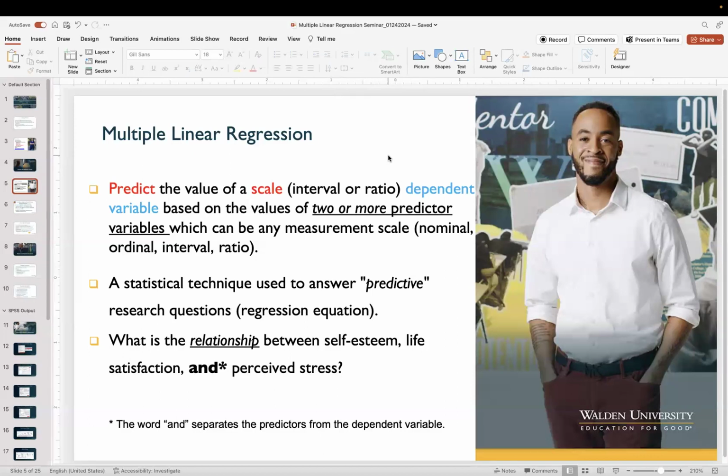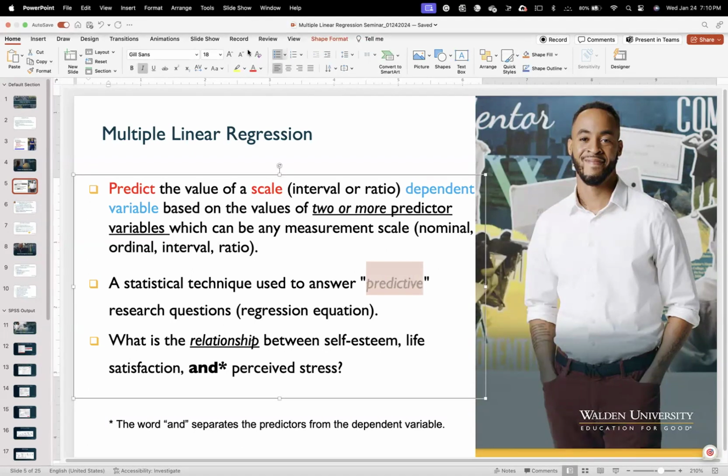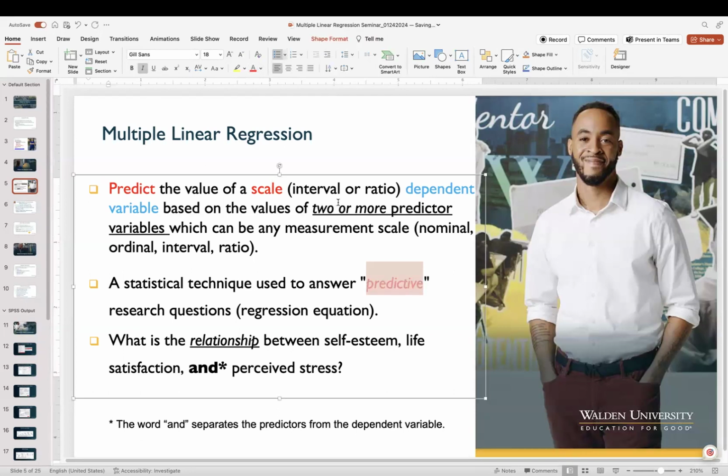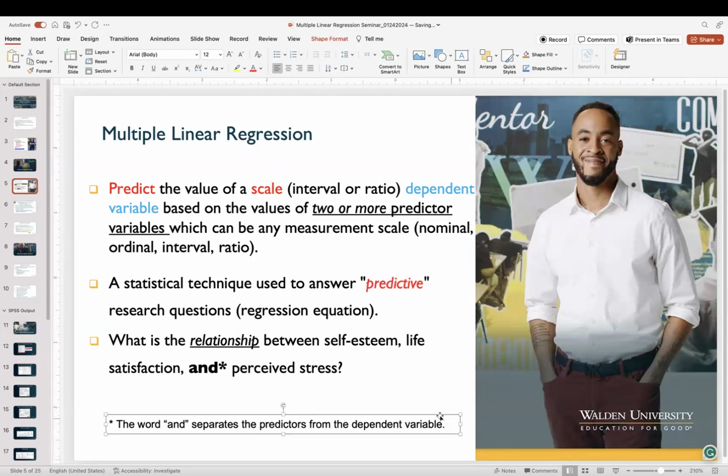If you're trying to predict that type of number and you have 2 or more predictor variables, then multiple linear regression is the appropriate analysis. And again, it's used to answer predictive research questions. We'll see exactly what we mean by predictive as we come to the end of this session, because I'm going to show you something called the regression equation. And this will make all of this make sense.